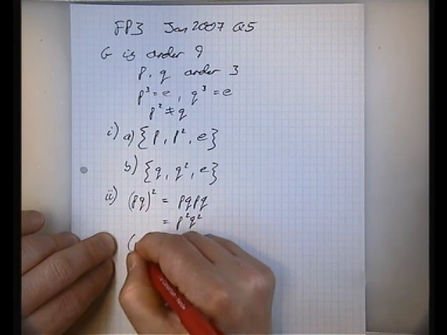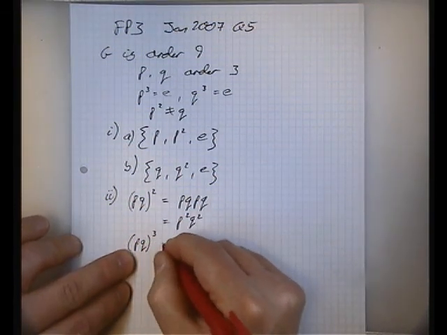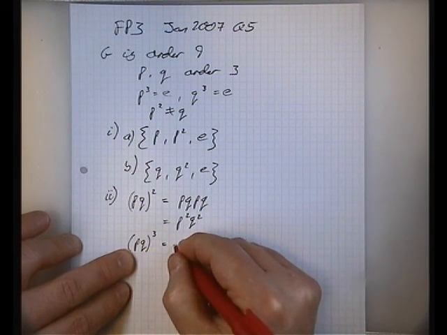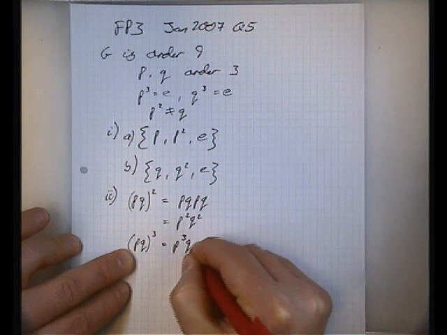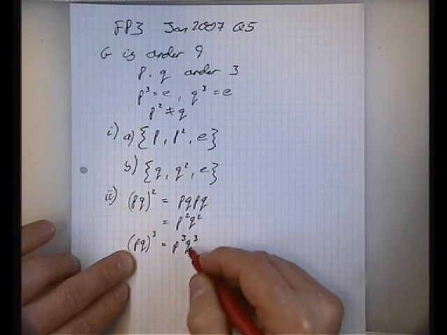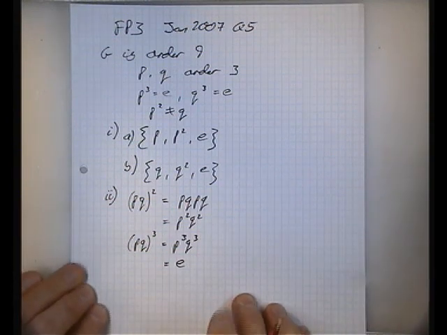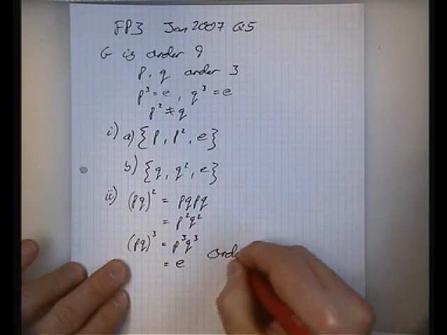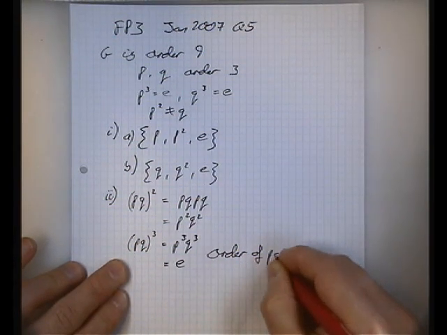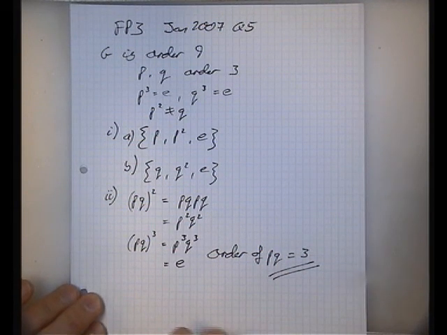Now let's see whether the order might be 3, so we'll get PQ cubed. Now again, because it's a commutative group, and only because it's a commutative group, we can write that like this. And now we do know the order of P is 3, order of Q is 3, so that will collapse down to E. So order of PQ equals 3. First part of that done.